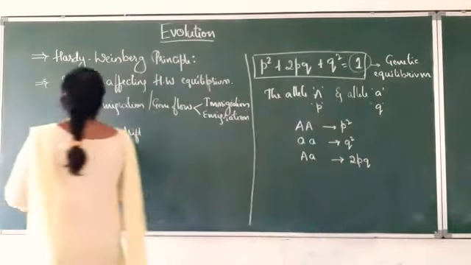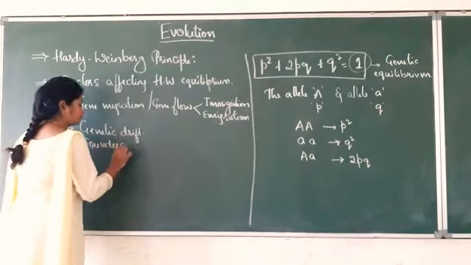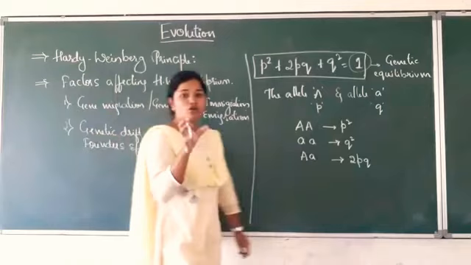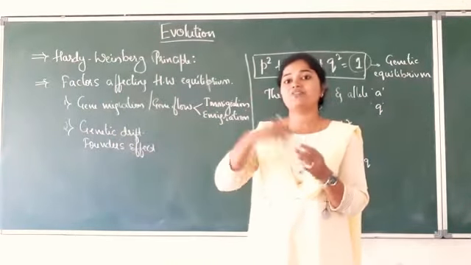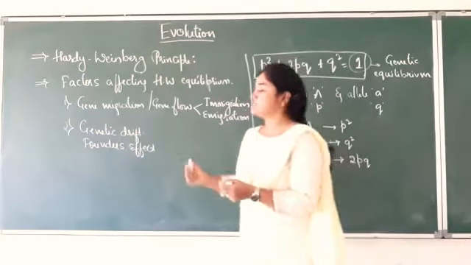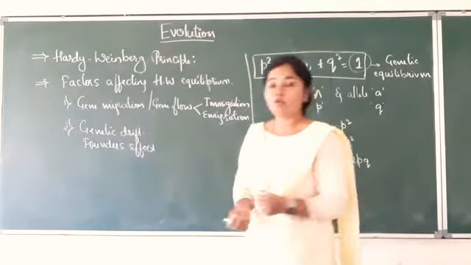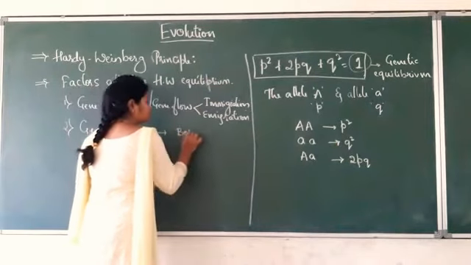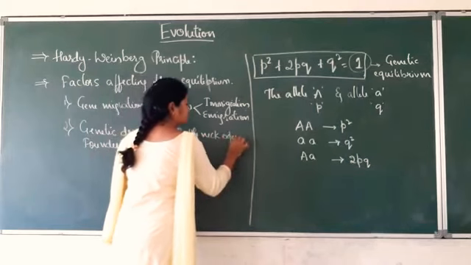So why is it called the founder's effect? Means certain alleles or genes which are probably from the starting have drifted, so they are going to be the founders of the new population. So that's why it is called the founder's effect. So let us understand with the help of a bottleneck experiment. So the best example is the bottleneck experiment.